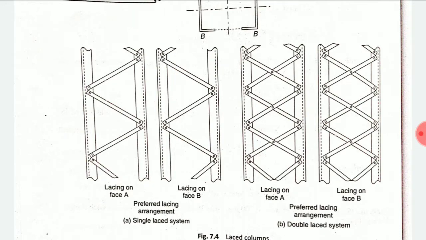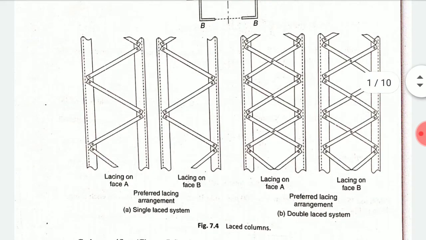On face A and face B we will be having two layers of lacing connected to the main compression member. So this will increase the radius of gyration value of the compression member, which leads to the larger capacity of the compression member, and for the lower section we can achieve the maximum capacity.